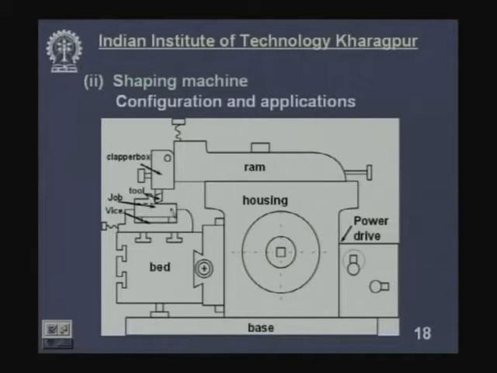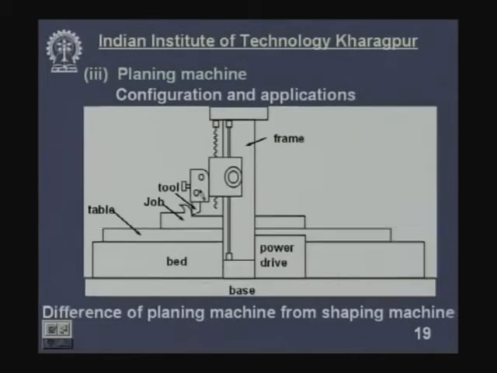What about the workpiece? This workpiece is mounted on a vice. The vice is fitted onto the table, and the table moves along with the job in a direction perpendicular to the cutting motion, along this axis perpendicular to the plane of this diagram, and then we get a flat surface. So, this is the flat surface here, and this produces the flat surface.